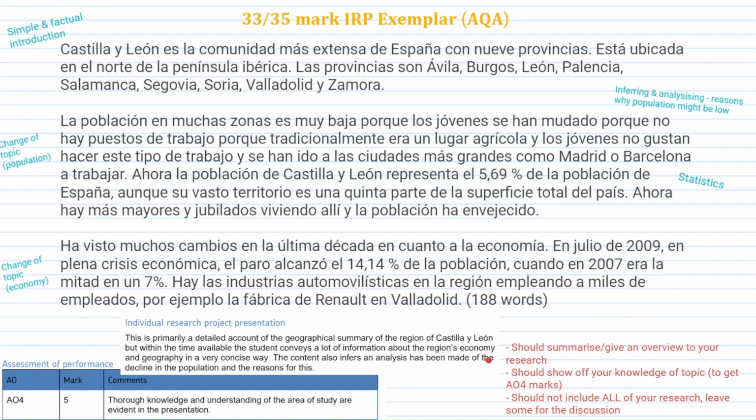So 3 things to keep in mind are, the presentation should summarize/give an overview to your research. It should show off your research of the topic to get AO4 marks, but it should not include all of your research. You should leave some to be uncovered in the discussion.